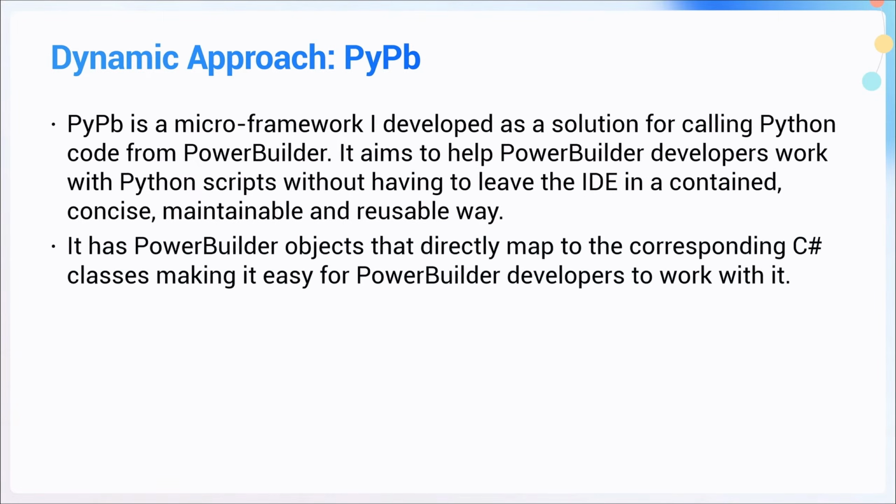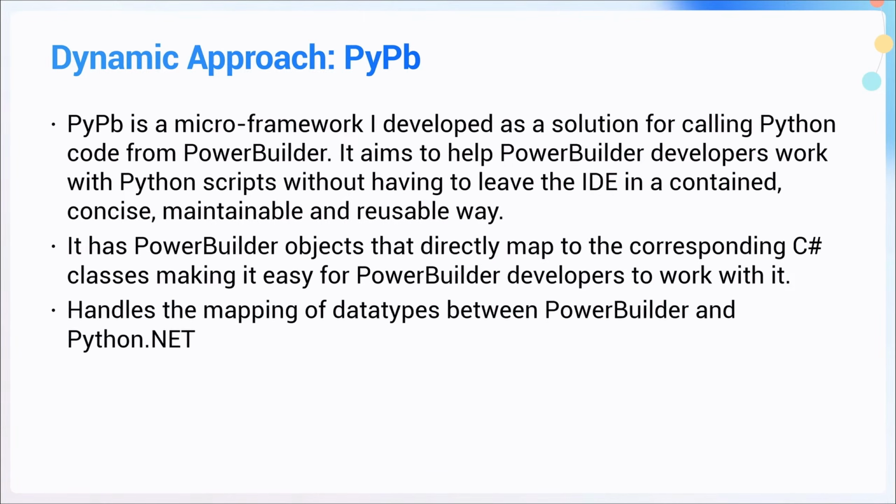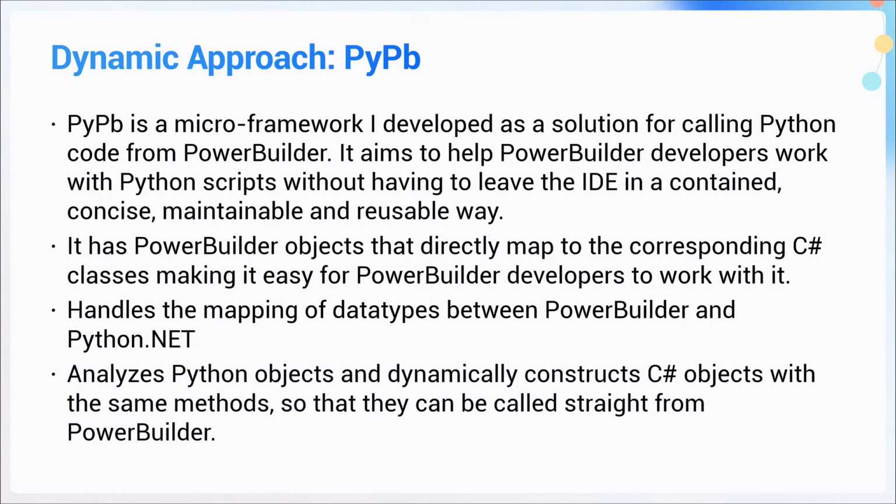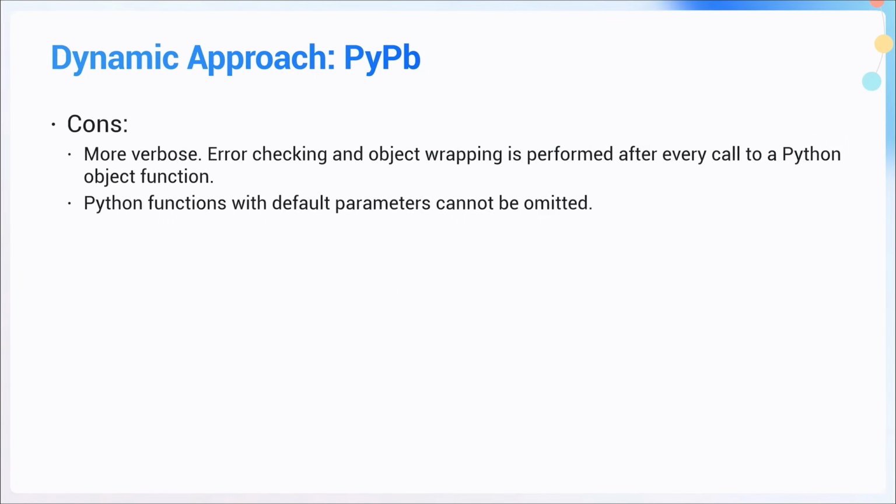It provides PowerBuilder objects that directly map to the corresponding C# classes, making it easy for PowerBuilder developers to work with it. It handles the mapping of data types between PowerBuilder and Python.NET, and additionally, it analyzes the Python objects and dynamically constructs C# objects with the same methods, making them so that they can be called straight from PowerBuilder. However, this approach is more verbose, as you need to set up invocation request objects, check for errors after every call, and depending on the approach, you will not be able to benefit from Python function arguments with default values.